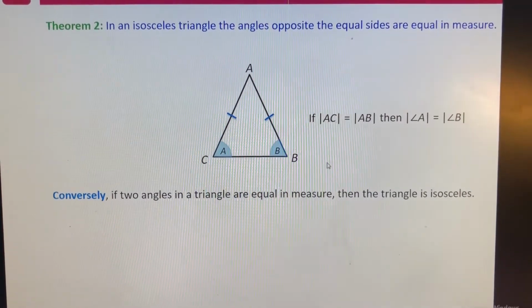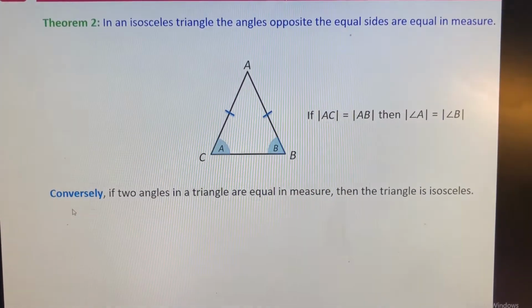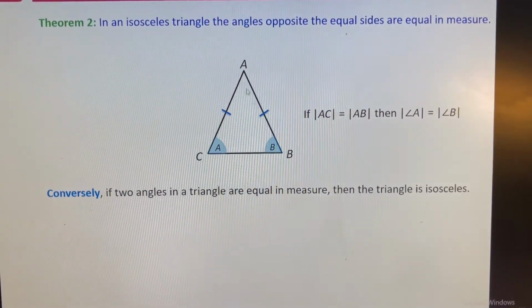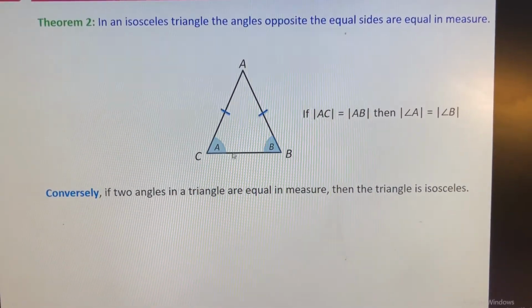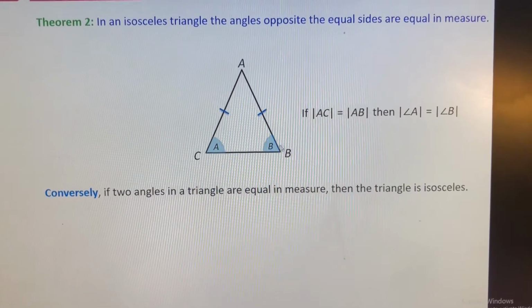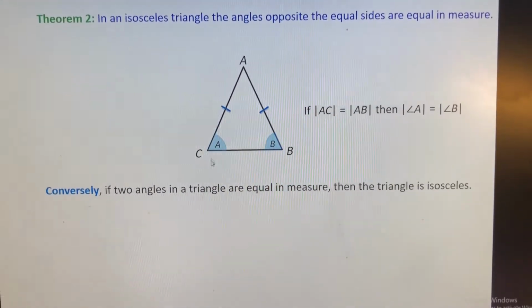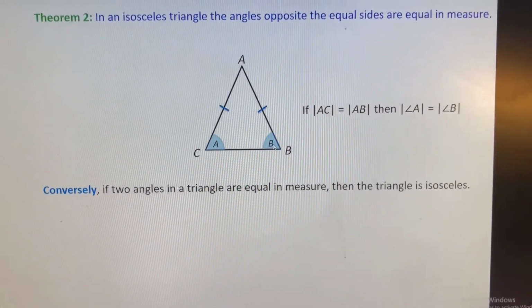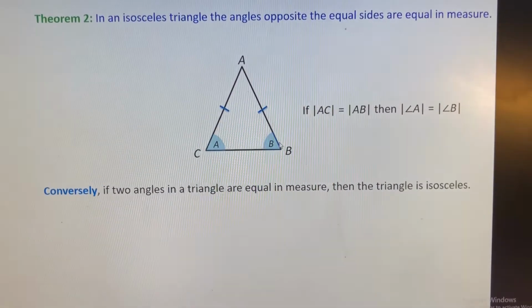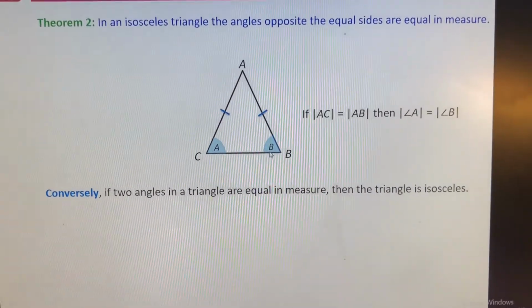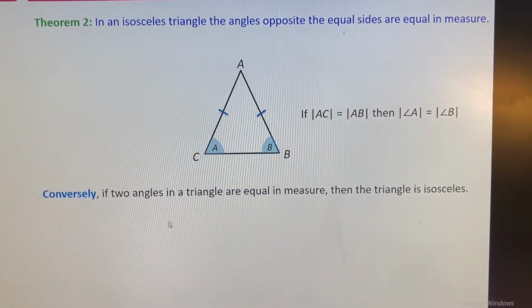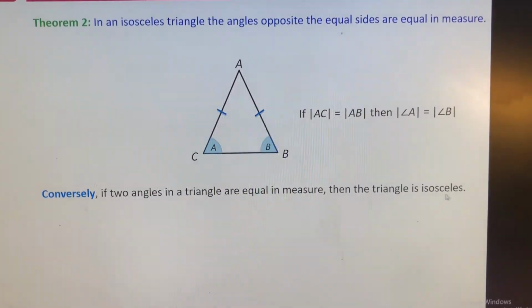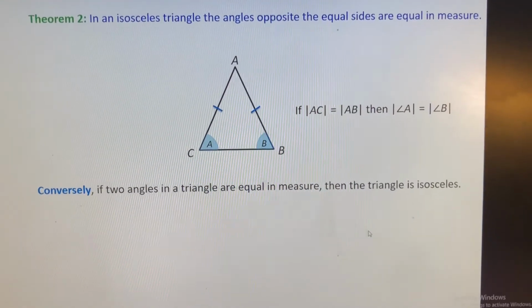Now the converse of that, which we know means the opposite, we can take it the other way round. If we have a triangle and we find all three angles, or we even just find two and note it is not 60 and 60, but the two angles are the same, then we know it can't be equilateral, and we can deduce by Theorem 2 that the triangle must be isosceles.